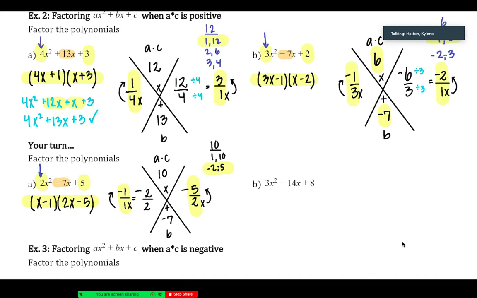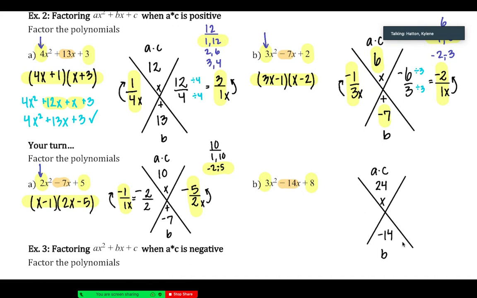And then for B, 3x squared minus 14x plus 8. Is there a greatest common factor that I can pull out? I'm checking to see if 3, 14, and 8 are divisible by the same number other than 1. They're not, so there's no GCF there. So I can go straight to the X method. A times C, 3 times 8, on top, so 24. B on the bottom, so negative 14.